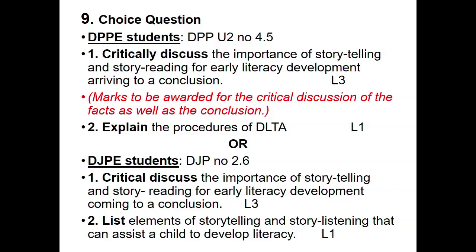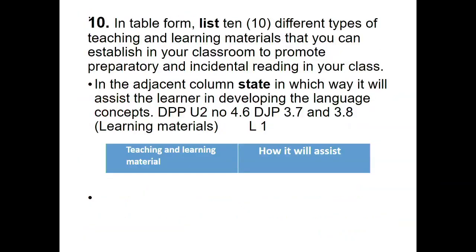coming to a conclusion. And then the second part, list the elements of storytelling and story listening that can assist a child to develop literacy. You will find that in number 2.6. Number 10, in table form, list 10 different types of teaching and learning materials that you can establish in your classroom to promote preparatory and incidental reading in your class.